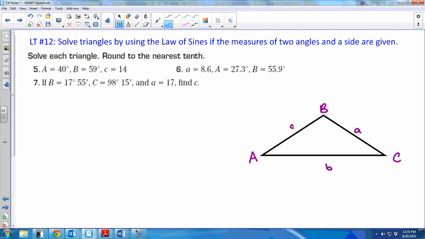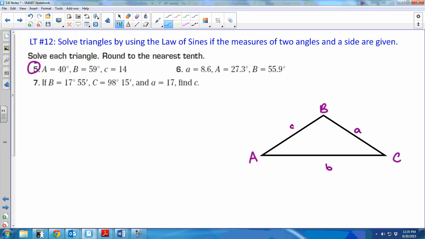Now in Learning Target 12, we are solving the triangle. So we have to find all of the missing pieces. Okay, so for the first example, we have A is 40 degrees and B is 59 degrees, and it says that side C is 14 units. Well, as it is right now, with this information, I cannot use the law of sines yet. Because I would need two sides and at least one of the corresponding angles. And in this case, I have two angles, and they don't correspond with C. Right? I don't have angle C.